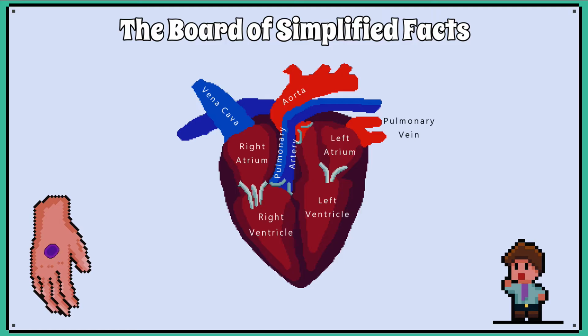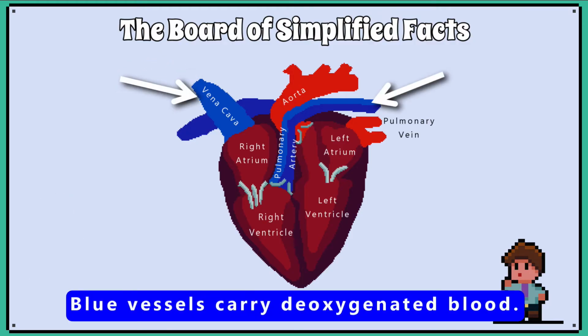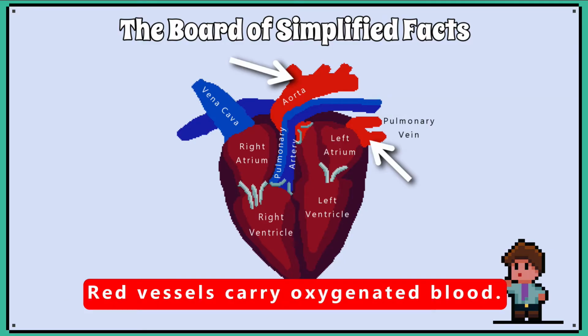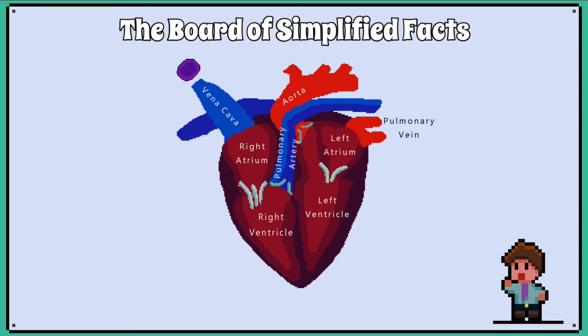Let us take a red blood cell that is deoxygenated and has just come from the tip of your finger and needs to get back to the lungs to pick up more oxygen. In this diagram, any vessels that are blue carry deoxygenated blood, and any red vessels carry oxygenated blood. So the red blood cell travels through the vena cava, which is the largest vein in our body, and into the right atrium. The right atrium walls will then contract and force blood into the right ventricle. The right ventricle walls will then contract, forcing blood up the pulmonary artery.